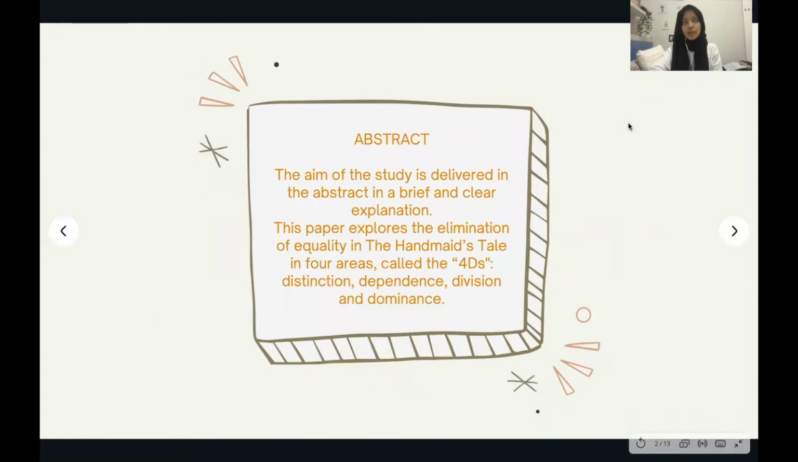So, for the abstract of this journal, it presents the purpose of the study, delivered in a brief and clear explanation. This paper explores the elimination of equality in The Handmaid's Tale in four areas called the four Ds, which include distinction, dependence, division, and also dominance.